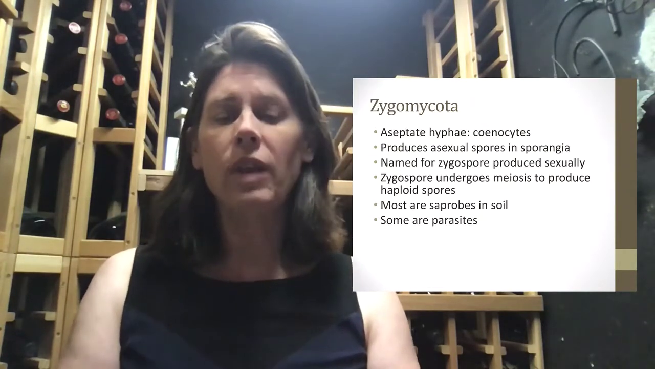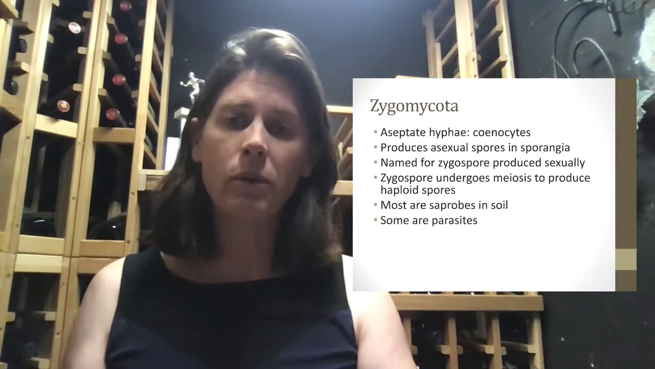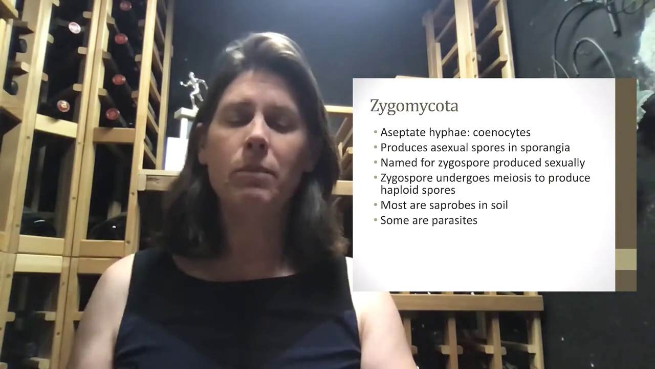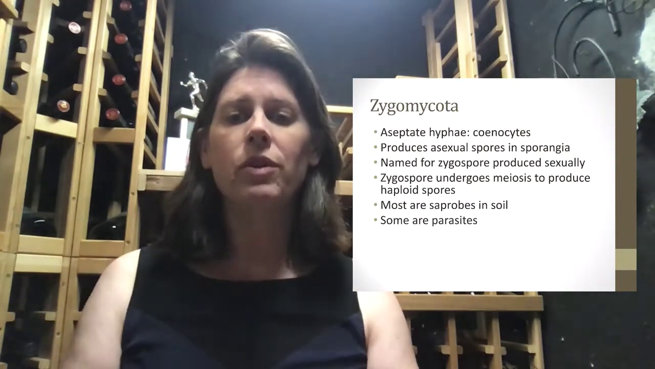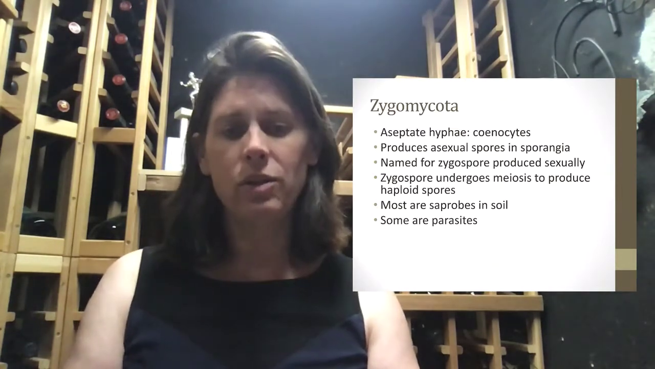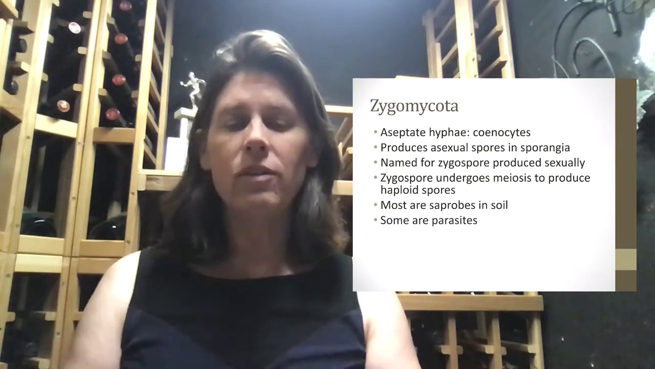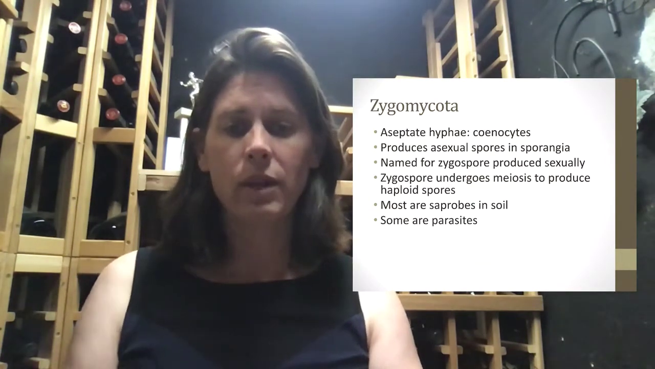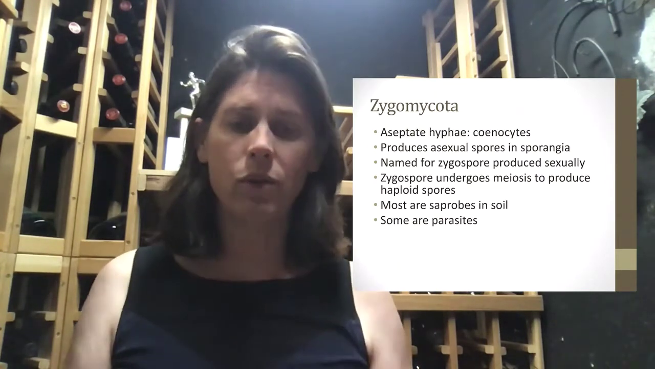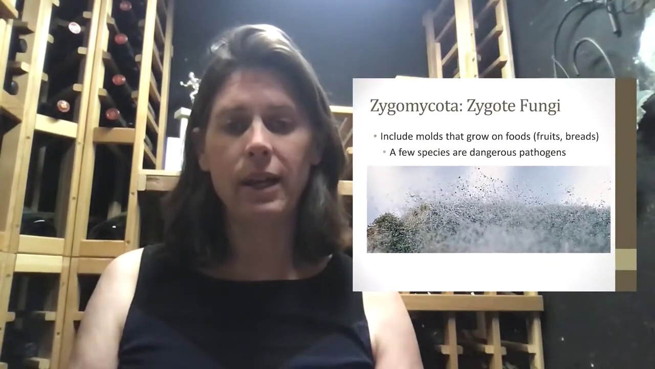They tend to produce asexual spores in sporangia. We're going to refer to those sporangia as zygosporangia. Then again, they produce spores, and we refer to those spores as zygospores. The zygospore is usually produced sexually. It undergoes meiosis, and it's going to produce the haploid spores. Most are saprobes in the soil, again, decomposers. And there are a few that are actually parasitic.